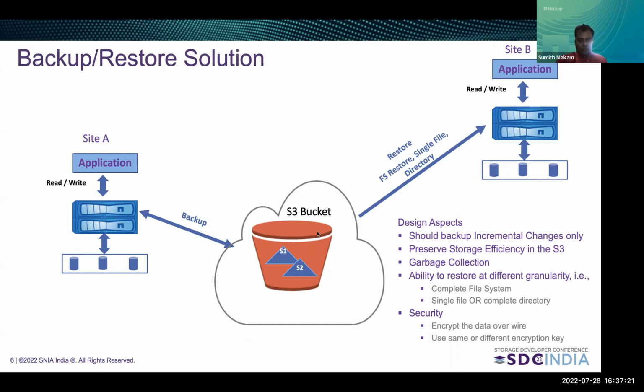Once data is backed up, the backup data can be used to be restored on any other node, which is present on any other site. So the complete backup of the file system can be restored, or if some application wants to just restore a single file or a single directory, just that particular directory or a particular file can be restored to a different node.